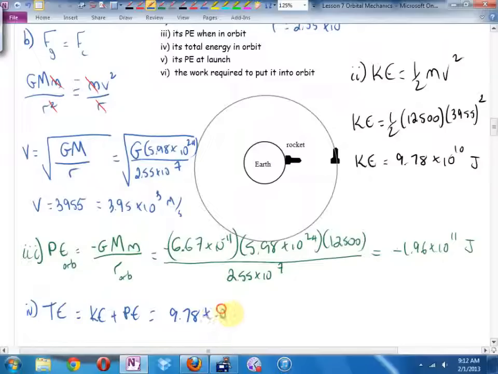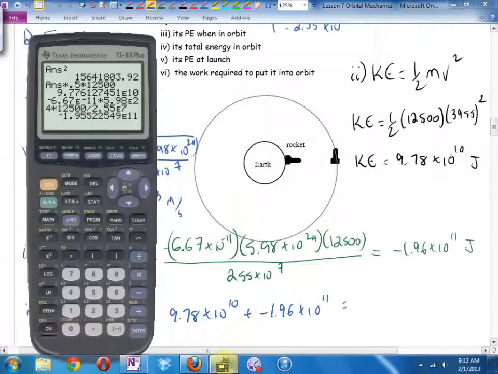9.78 times 10 to the 10th plus negative 1.96 times 10 to the 11th. Now we are going to get a negative answer because relative to 0 at infinity, the amount of energy it has in orbit is negative. Why? Because you would have to add energy to get out to infinity. And if you want to add something but end up at 0, you better start out with a negative number, right? Conveniently, I have that, so it's going to be that number there plus 9.78 to the 10th. Negative 9.77 times 10 to the 10th.